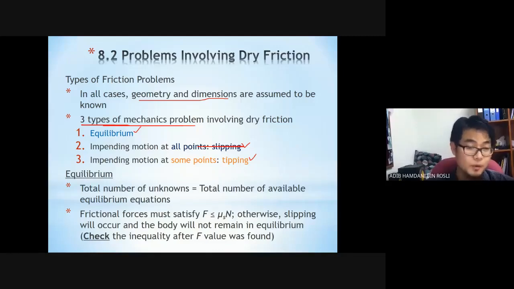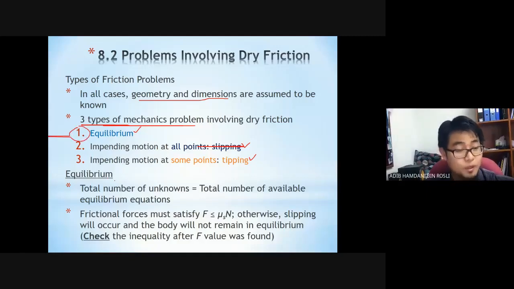At this point, this is the first time you hear about tipping, because previously we just talked about equilibrium and slipping, but we didn't talk about tipping yet. So we're going to differentiate between them. Let's go to the first one, which is equilibrium.